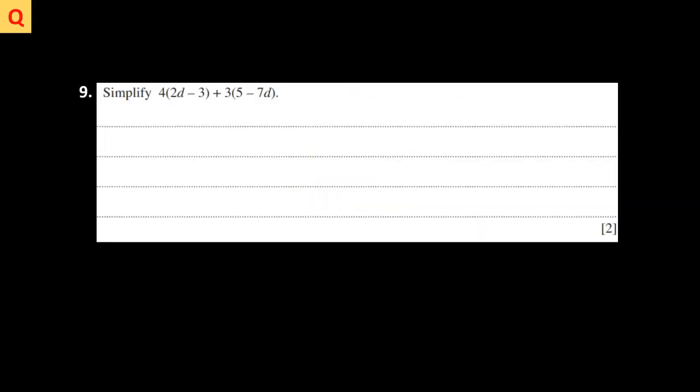And last but not least, one with 2 brackets. How'd you get on with this then? So the first bracket's multiplied by 4. 4 times 2d is 8d. 4 times minus 3 is minus 12. Then the second bracket, 3 times 5 is 15. And then we got plus 3 times minus 7d. So that's minus 21d. Let's use some circles and squares.